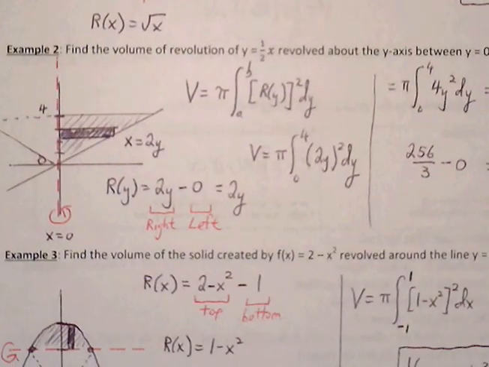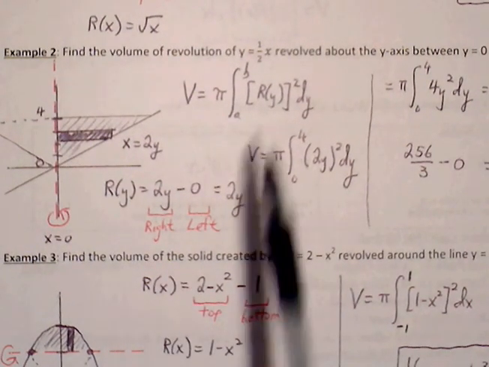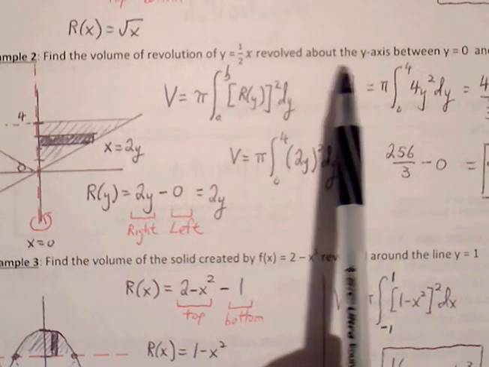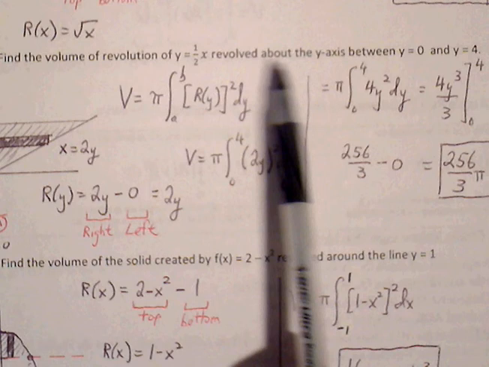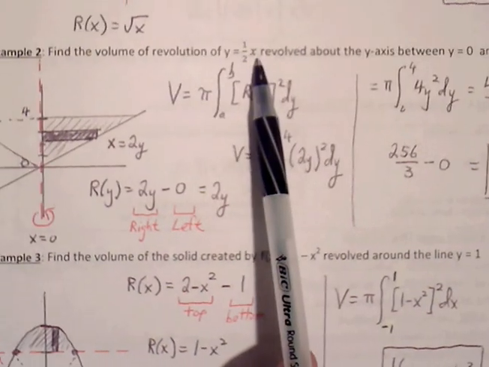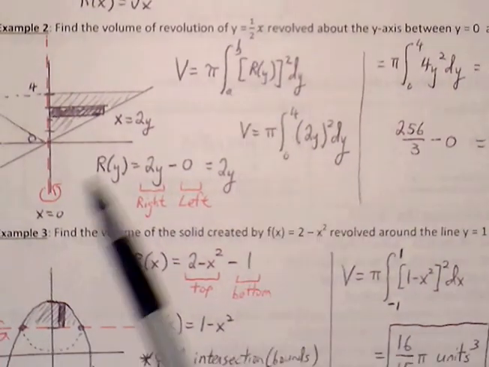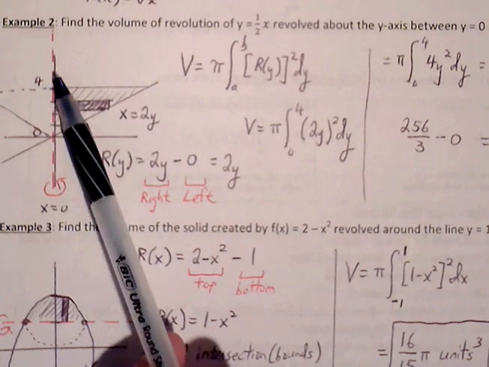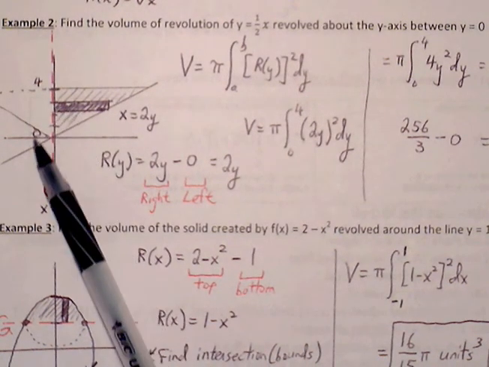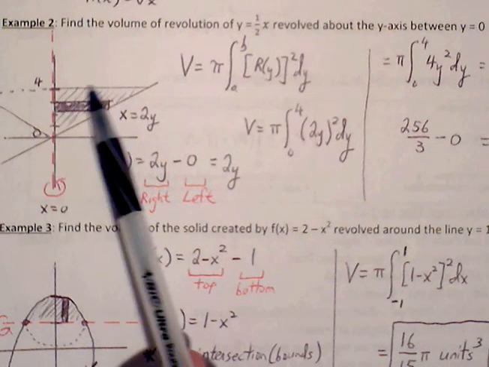All right, example 2. Find the volume of revolution of y equals 1/2 x revolved about the y-axis between the lines y equals 0 and y equals 4. So y equals 1/2 x, this is going to be a linear function, so we can graph that line here. The y-axis, okay, y equals 0 and y equals 4.